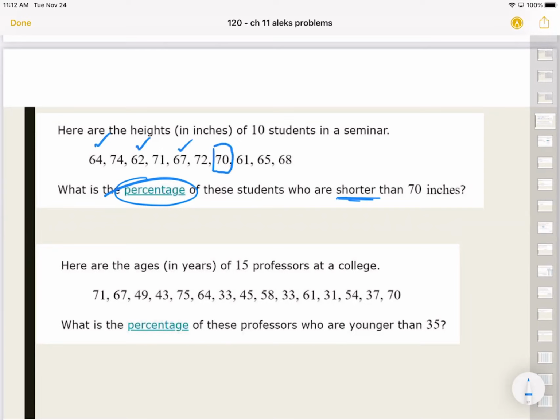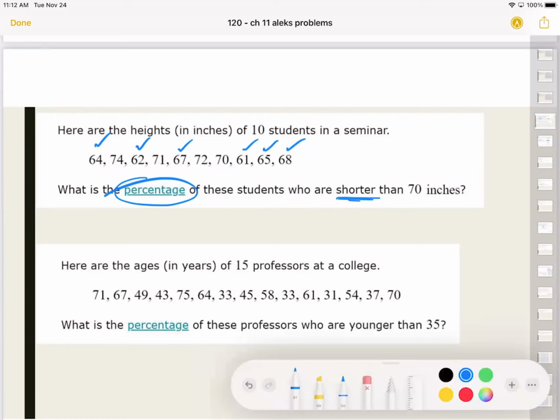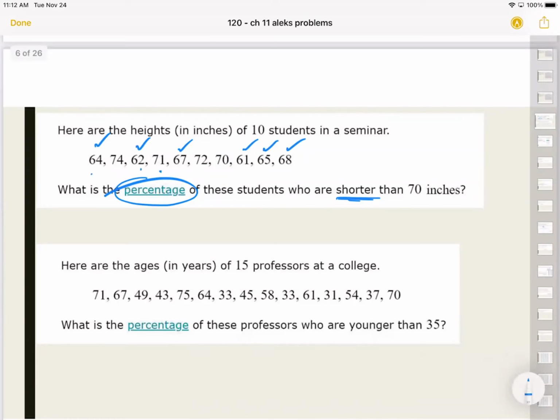We cannot include the 70. We only include the numbers shorter than 70. Again, 70 is not shorter than 70, so we do not include the 70 in this item. As you can see, we only include the data shorter than 70, which is 1, 2, 3, 4, 5, and 6.